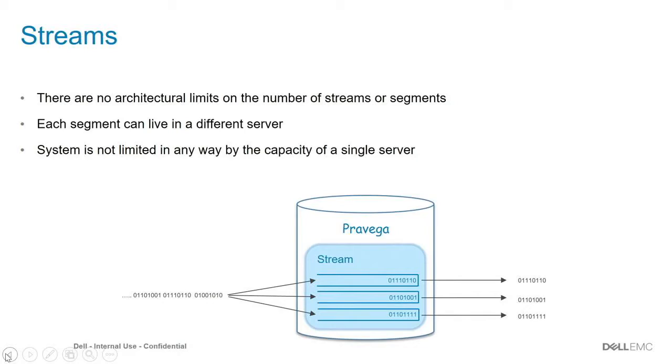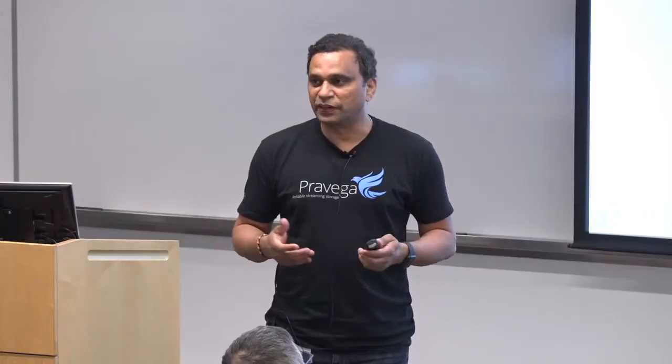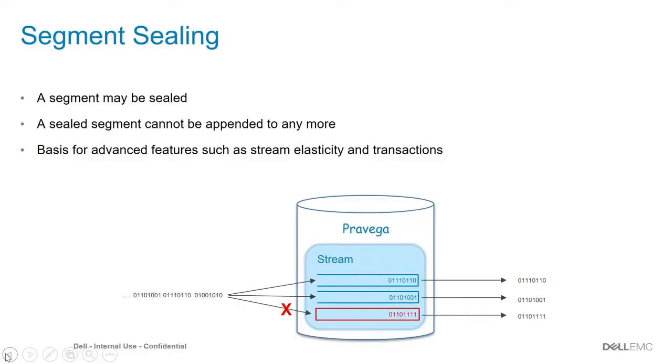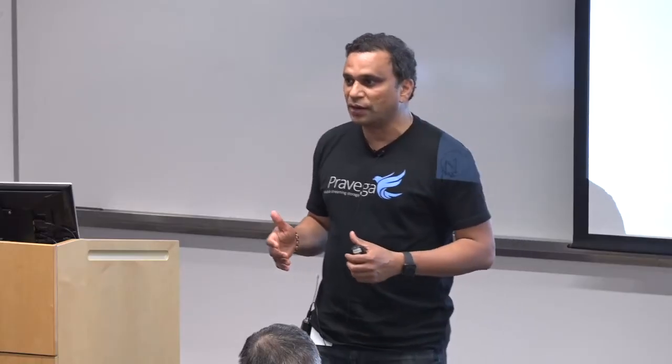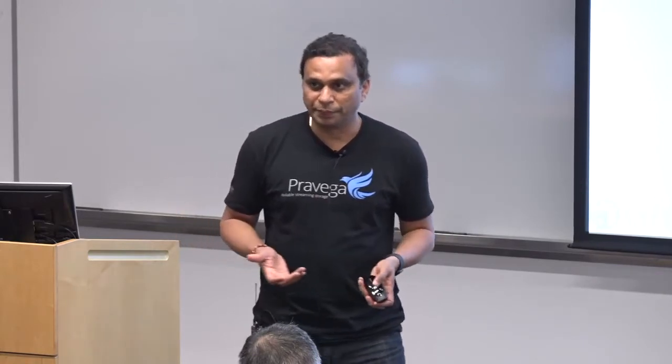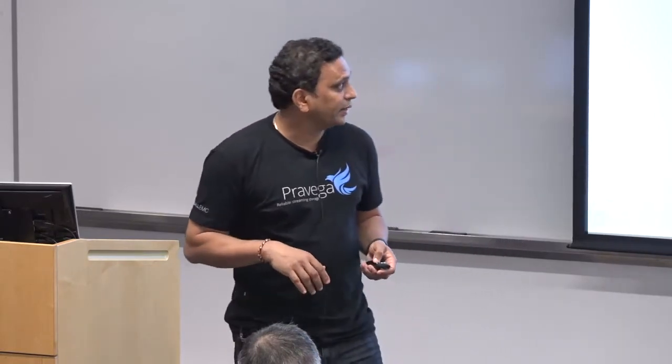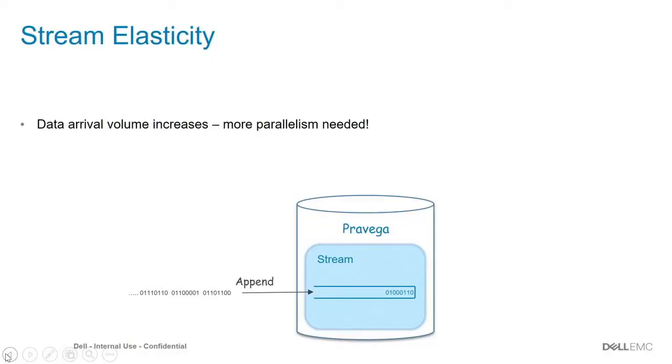Each segment can be on a different box, so you can horizontally scale this out as much as possible. There is no limit on the number of streams, number of segments, or anything like that. You just spread across. And one of the things which helps us, very similar to a lot of systems that you might have seen, is that you write to a segment, and at one point of time, you seal the segment so that you can't write to it anymore. This is a very important concept in how we scale and how we provide different facilities.